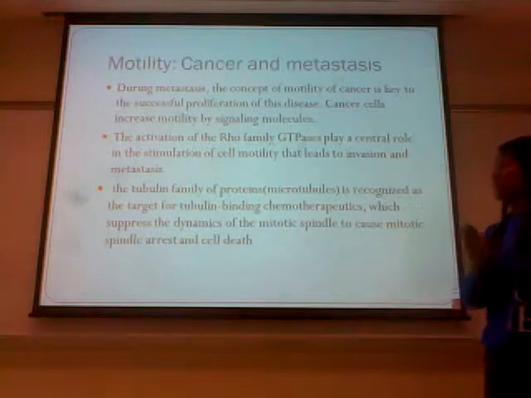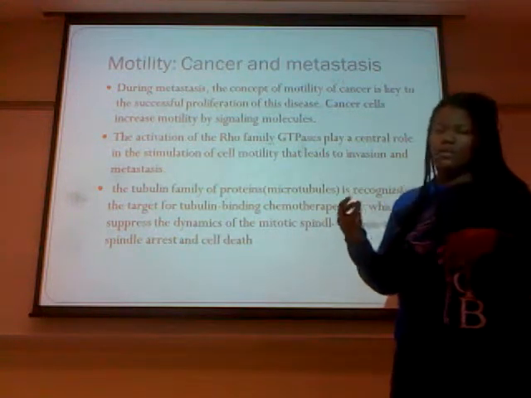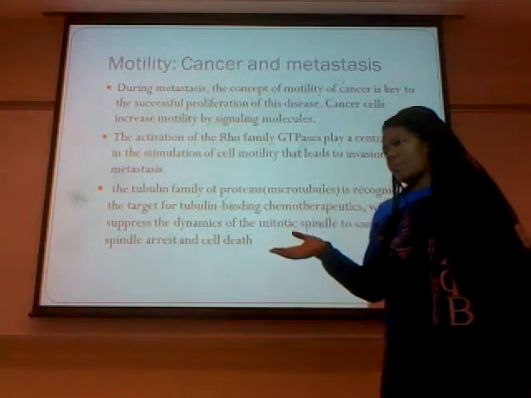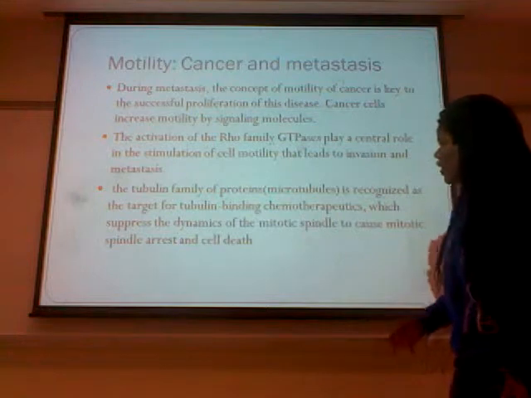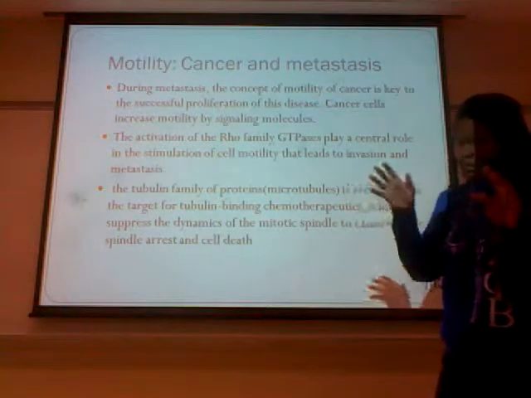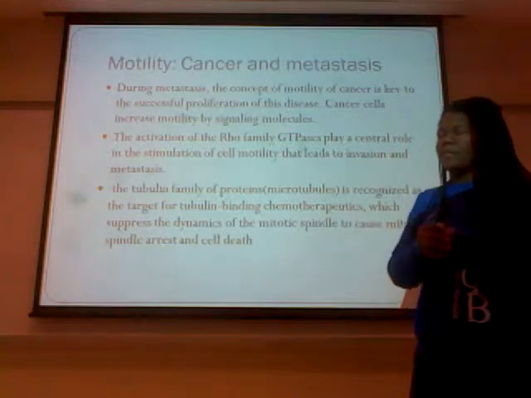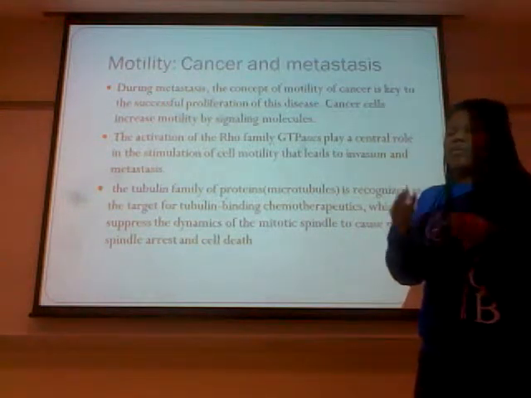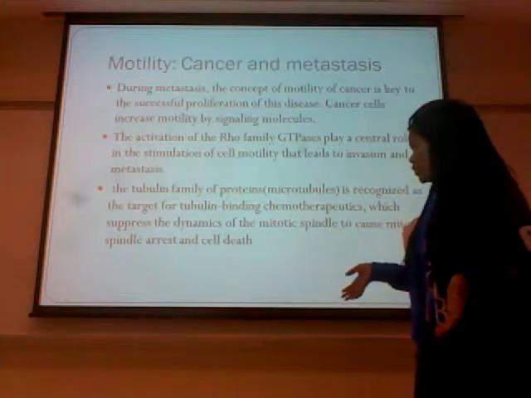The activation of the Rho family GTPases plays a central role in stimulating the protrusions to happen, the whole moving, the migration to happen, like I explained before. And also microtubules do play a part in that too, just as well as actin filaments, because they can determine the polarity of where the cell is going to move in that direction.